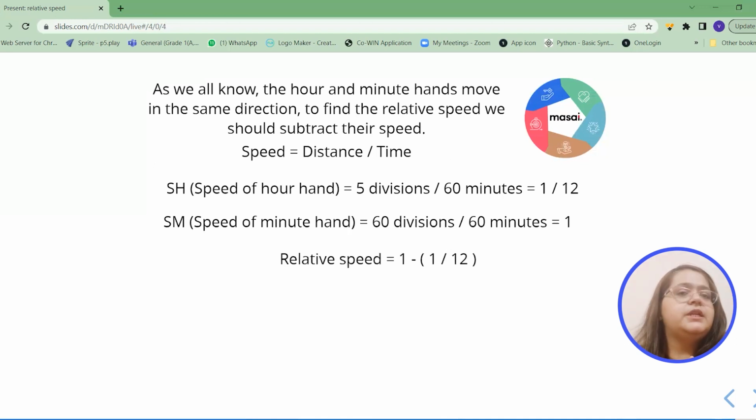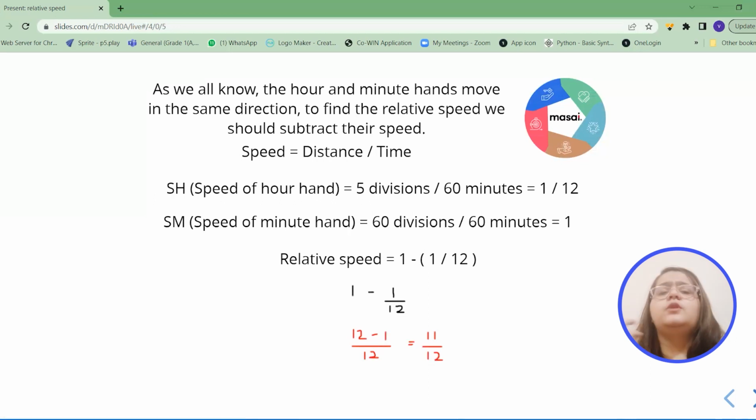So the relative speed is 1 minus 1 by 12. If you use your basic math, it is simple. To get the denominator the same as 12, we need to multiply 12 with the numerator and with the denominator. That brings us 12 by 12 minus 1 by 12. So 12 minus 1 by 12, that is 11 by 12. So that is our relative speed.